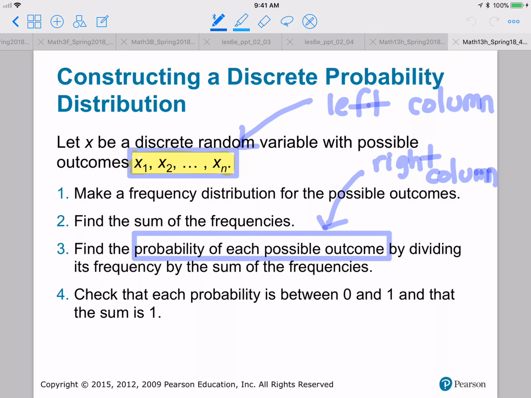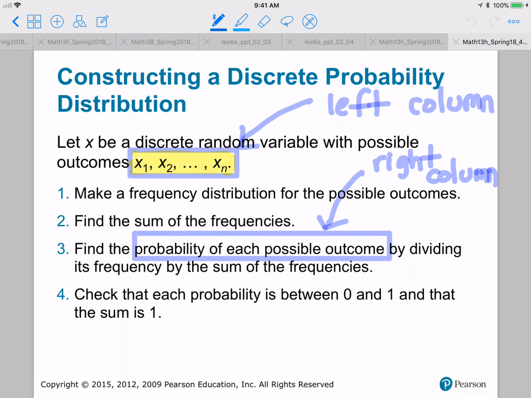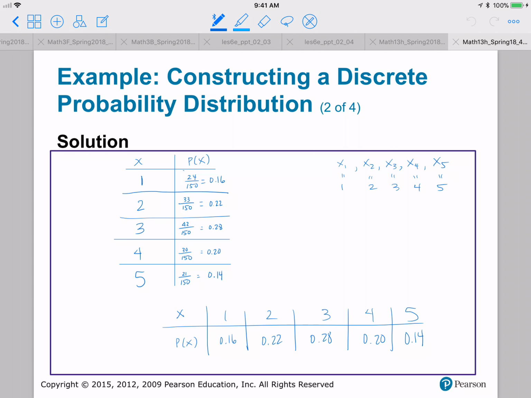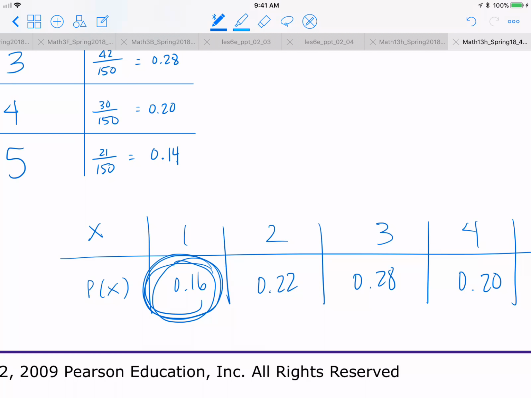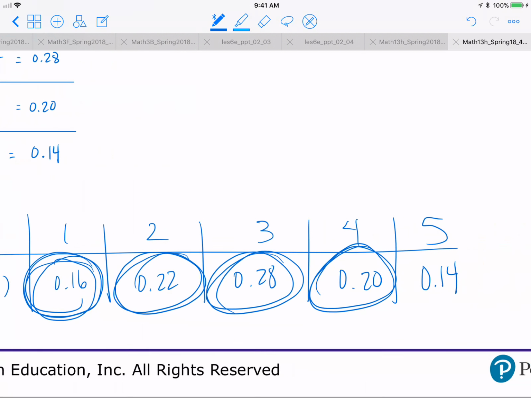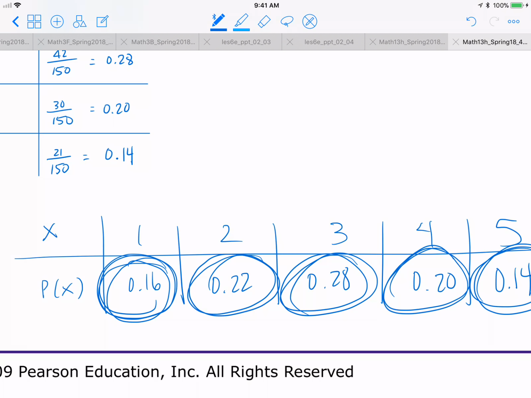And now I need to double check that each probability is between 0 and 1. Okay, and that's true. 0.16 is in between 0 and 1, and so are the rest. Got it? And now I need to verify that the sum of my probabilities is equal to 1. That's what I need to check.